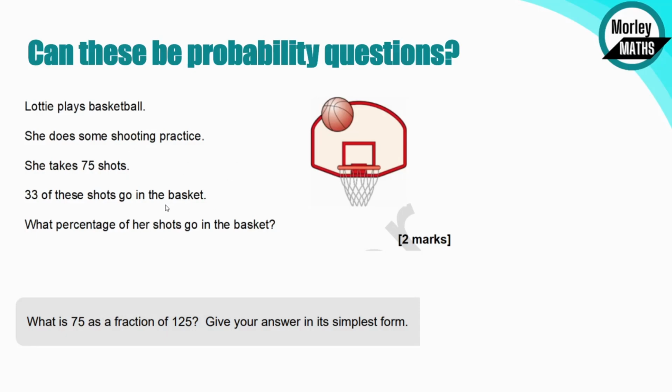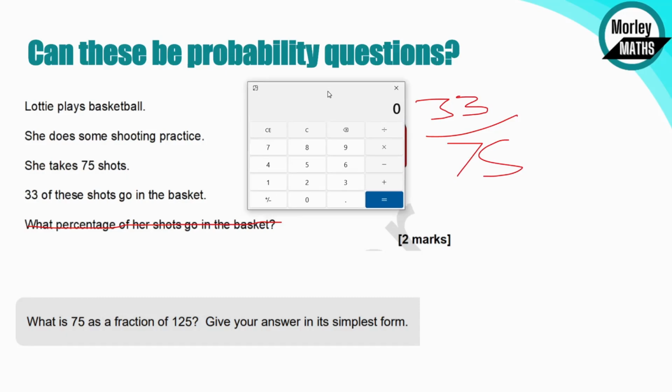But we can actually reword this one. So at the moment, it says Lottie plays basketball. She does some shooting practice. She takes 75 shots. 33 of these go in the basket. What percentage of her shots go in the basket? We could probably reword that bit and say, what's the probability that she'll score her next shot? It's exactly the same working out. So we've got 33 out of 75. We need to pop that as a fraction, like so. And then if I get the calculator up on the screen, we can then turn that into a decimal and then turn it into a percentage. So if we wanted to express that as a percentage, as a probability, we'd be looking at 44%.